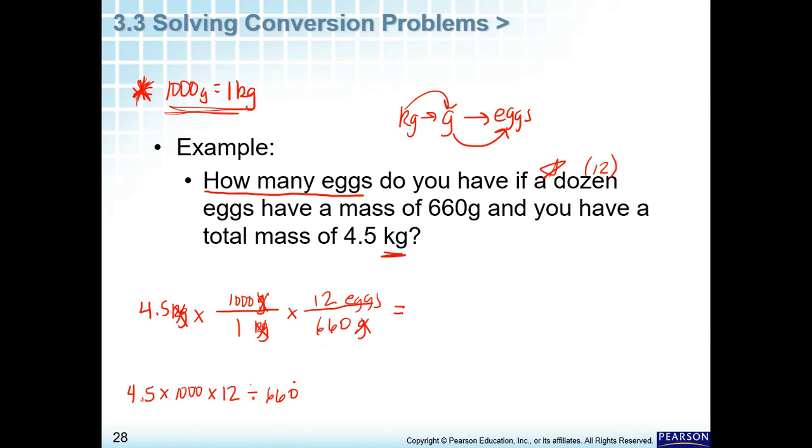And when you plug that into your calculator, you should get 81.81 eggs. Now you can't have part of an egg. So here, for your mass, you have about 81 eggs because I can't have part of an egg. So there we go.